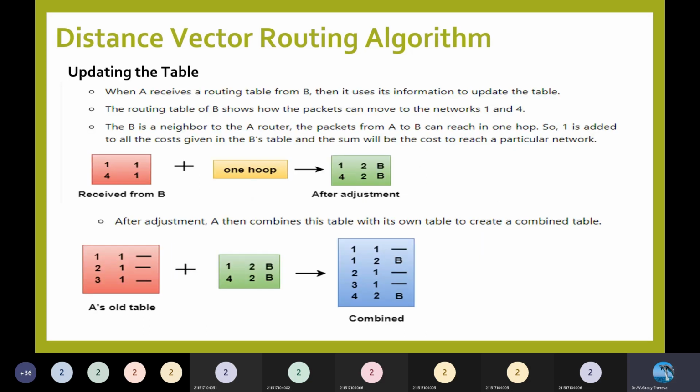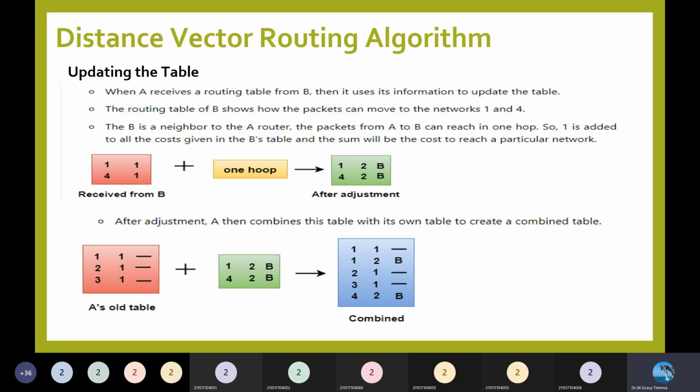So I'm assuming that A is receiving a routing table from B, then it uses the information of B in order to update its routing table. What information does it have for each? As we all know, this is B's table. To reach network ID 1, it needs only one hop. For network ID 4, it needs only one hop. So this is the basic information of B.